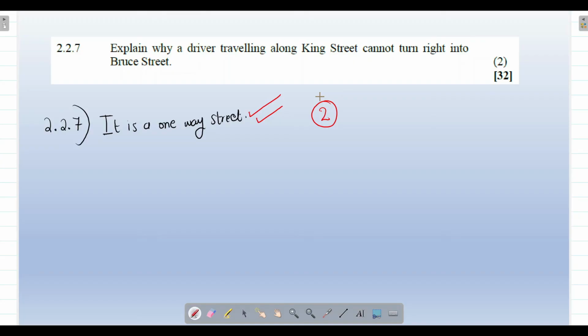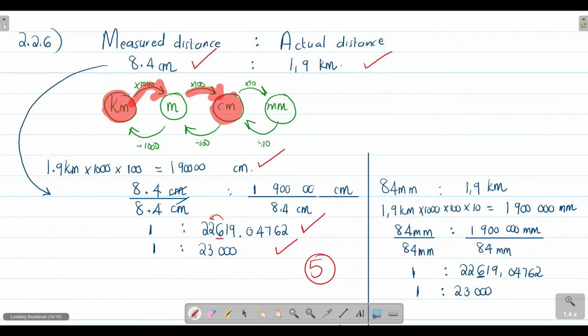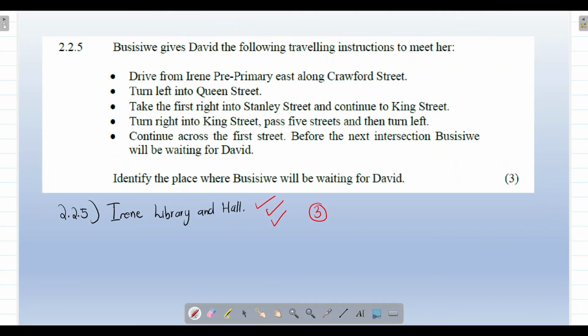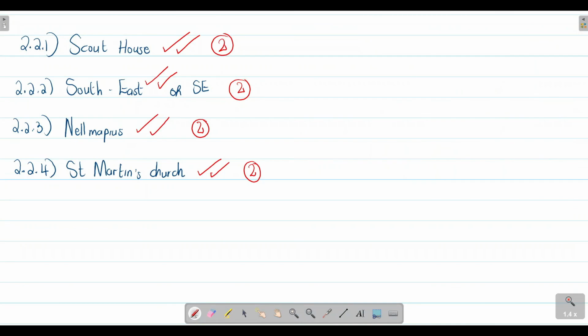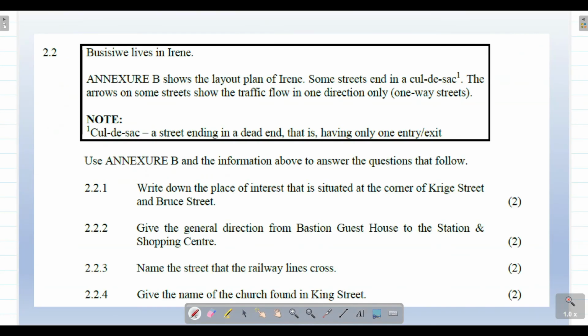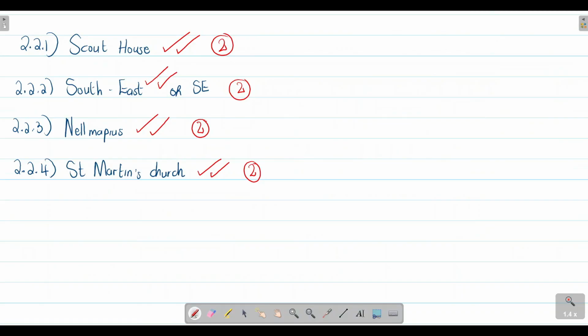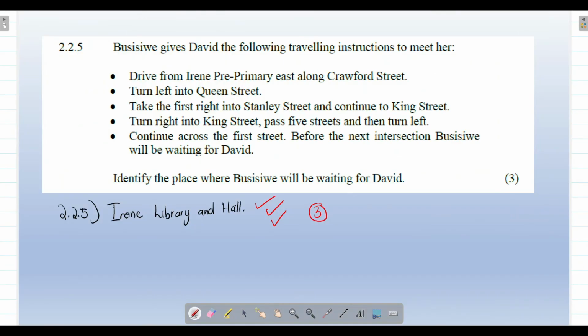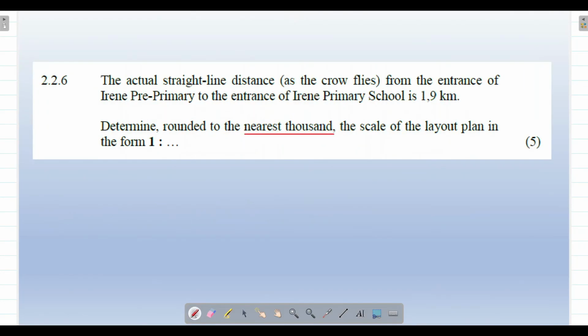And that is basically it for question 2.2.7. I hope you enjoyed this question. Like I mentioned, question 2.2.1 all the way up to 2.2.4 is just us interpreting the information that is given to us on our map. And then when we get to question 2.2.5, it gets a bit tricky, but it's still just us interpreting information that is given on the map.